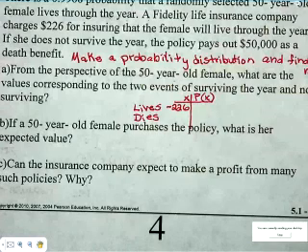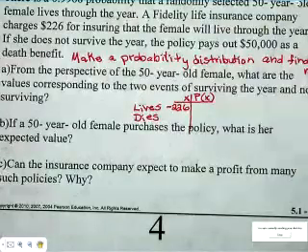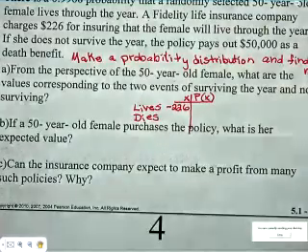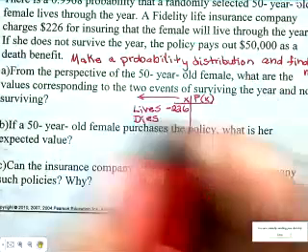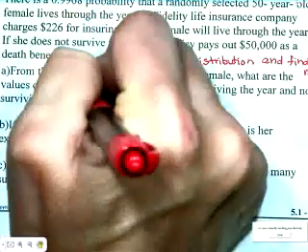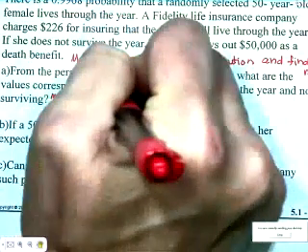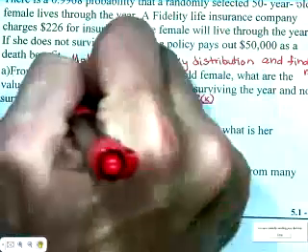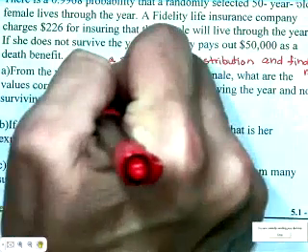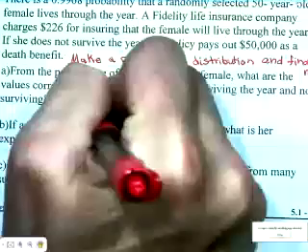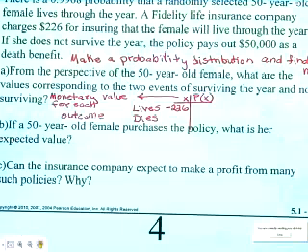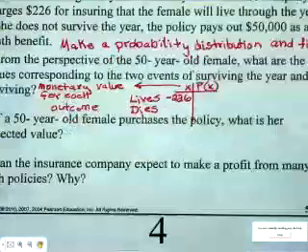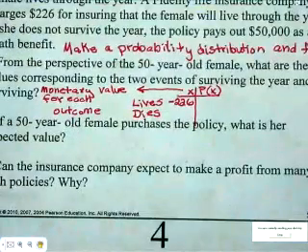All right, so this X value is, let's say, the monetary value for each outcome. If the outcome is that she lives, then the monetary value is negative 226.